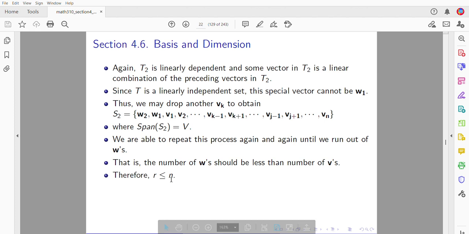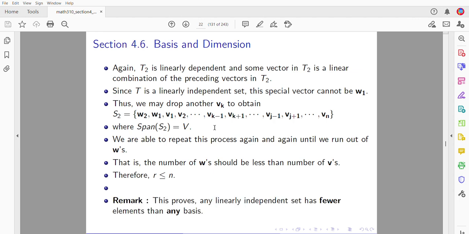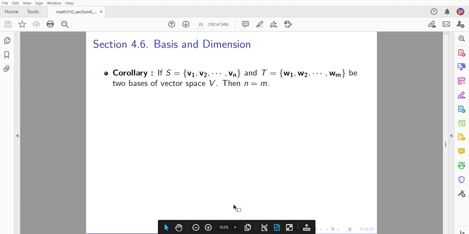Okay, why can we keep doing this? Because we want to make sure we keep spanning V. All right, so if we want to continue to span V, then we have to run out of the W's. All right. This proves any linearly independent set has fewer elements than any basis. This is a very important result.